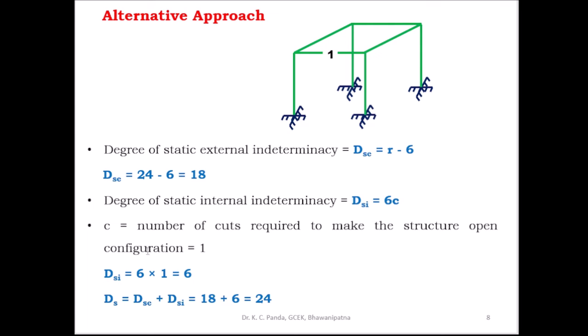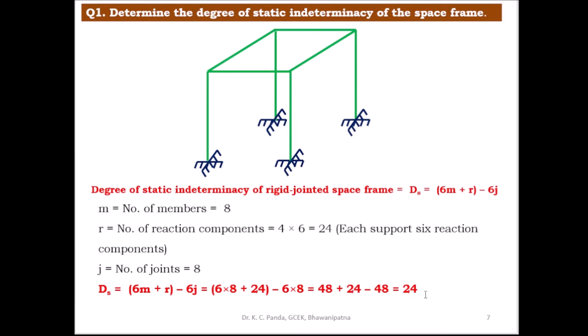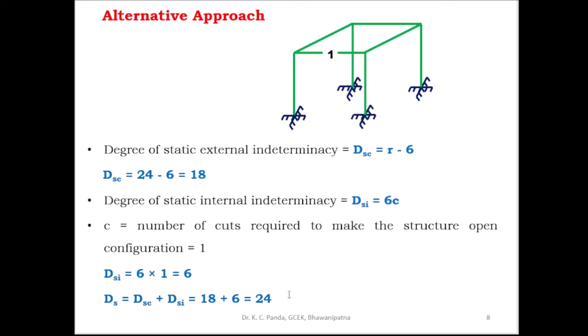Then after getting the DSE and DSI, you can find the degree of static indeterminacy. The degree of static indeterminacy is equal to the degree of static external indeterminacy plus the degree of static internal indeterminacy. So this is equal to 18 plus 6 is equal to 24. So here you got 24, and in the alternative approach also you got 24.